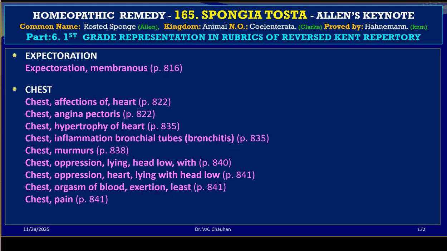Under the chest we have the following rubrics: affections of heart, angina pectoris, hypertrophy of heart, inflammation of bronchial tube, bronchitis, murmur. So murmur is associated with the cardiovascular system. Heart affections lying with head low, orgasm of blood, on exertion, least exertion, and pain. So all the cardiac pathology and bronchial pathology is grouped here.